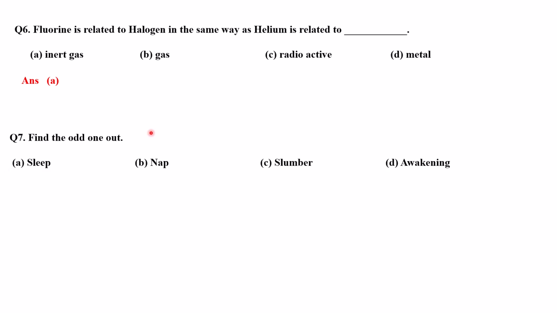Now question number 7, find the odd one out. The options are sleep, nap, slumber, awakening. See, sleep, nap and slumber are all synonyms. Awakening is the opposite of them, so this is the odd one out. So the answer is D.